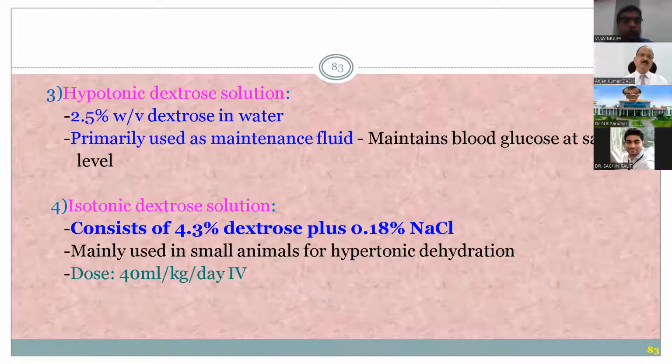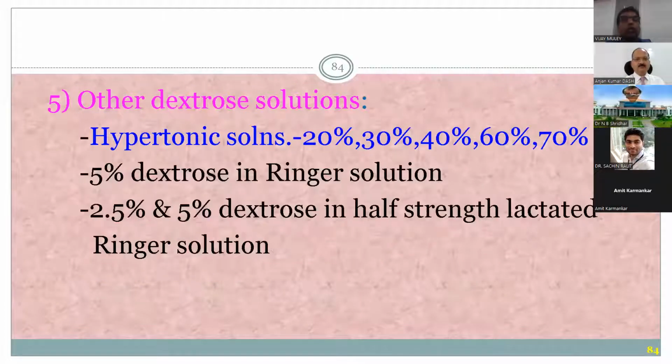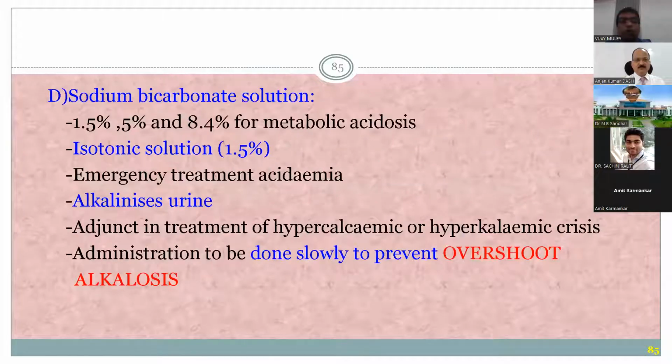And hypertonic 2.5% dextrose, whereas the isotonic contains 4.3% dextrose plus 0.18% sodium chloride. It's also known as dextrose normal saline solution. Other dextrose solutions are hypertonic 20, 30, 40, 60, 70%, used with Ringer's lactate. And sodium bicarbonate solutions are also available, sometimes as isotonic 1.5% solution, to alkalinize the urine, but one caution should be taken.